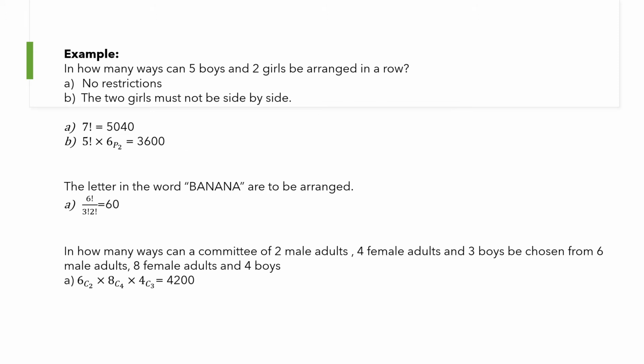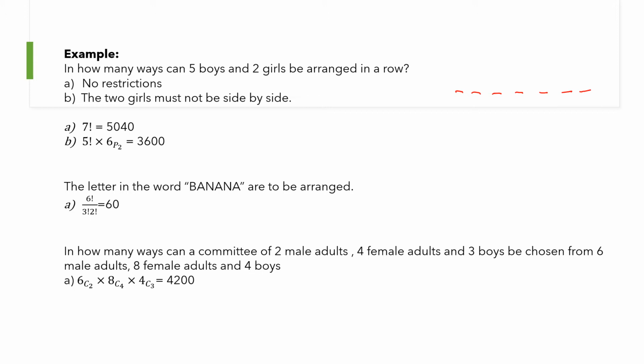Example, in how many ways can 5 boys and 2 girls be arranged in a row? A. No restriction. B. The 2 girls must not be side by side. Okay, so we start with A first. Let's say there are 7 seats because we have 7 people. 1, 2, 3, 4, 5, 6, 7. Okay, 7 seats.